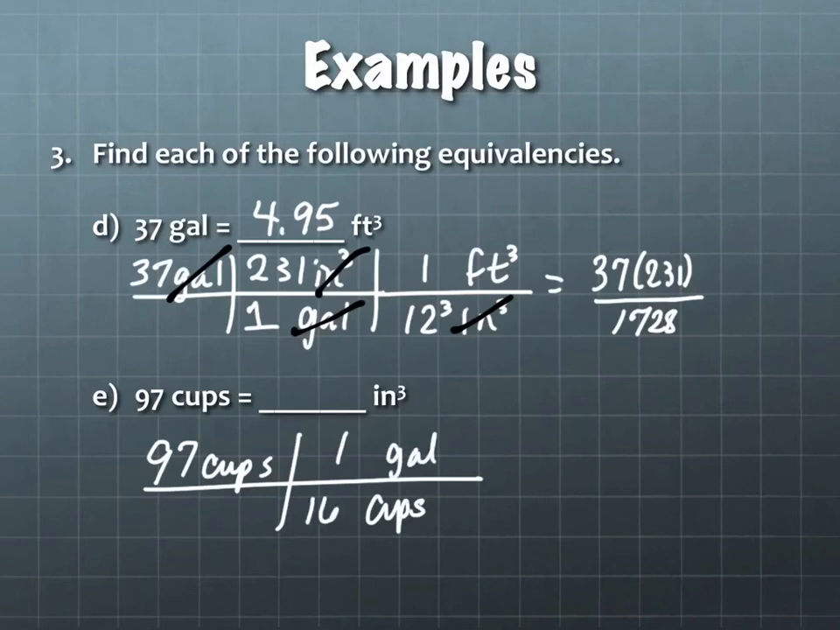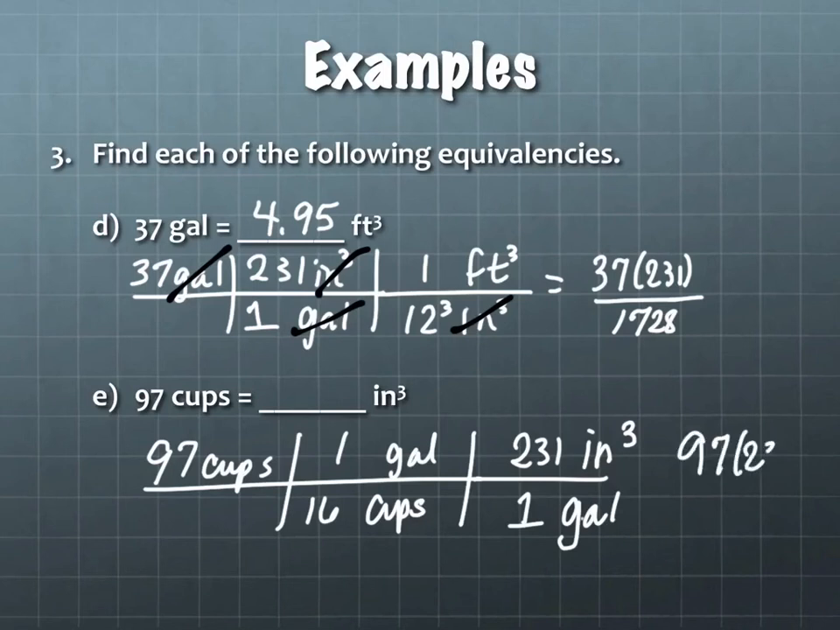Okay, so we have our cups to gallons. And we mentioned that that's 16 cups to 1 gallon, which is correct. And then the conversion from gallons into cubic inches was what? 1 gallon to what? 231. So let's do 97 times 231 divided by 16. What do you get? With 2 decimals. Yep, that's right. Good job.